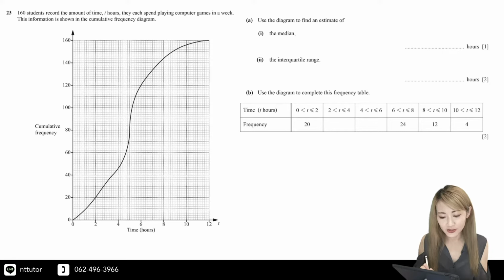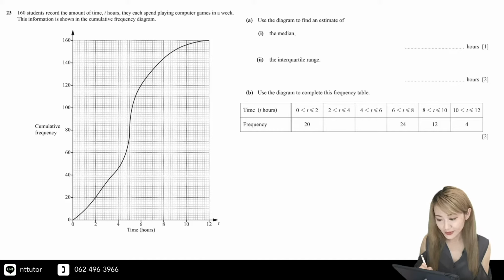160 students record the amount of time, T hours, they each spend playing computer games in a week. This information is shown in the cumulative frequency diagram. A. Use the diagram to find an estimate of 1.